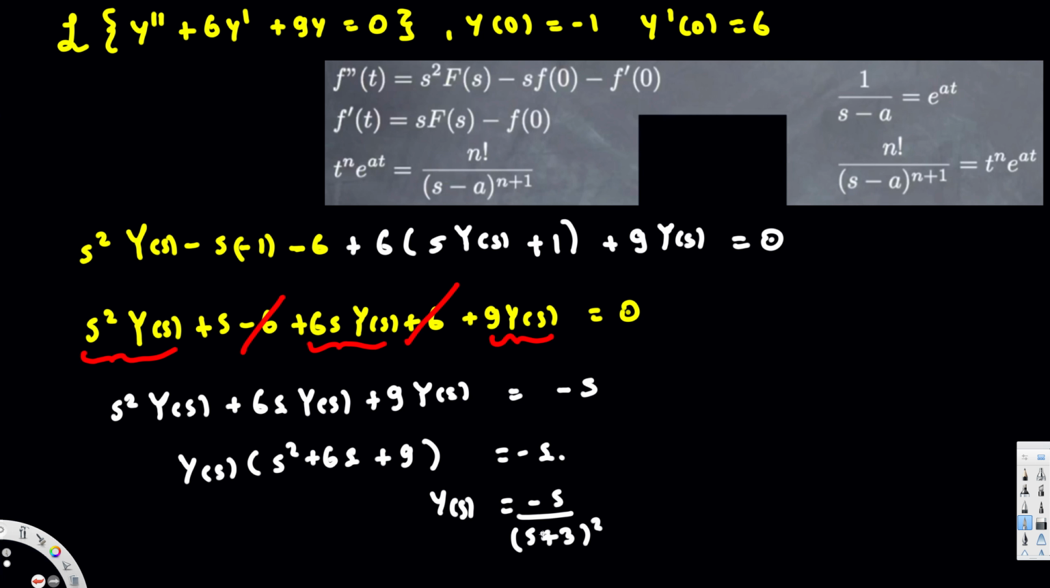Now we have to think about how we can convert this into some of these patterns, because we have to convert it into the t world. In order to do that, we have to have a pattern like 1 over s minus a, or some number over s minus a. Here we have negative s. So the first thing we can do is move this negative to the front.